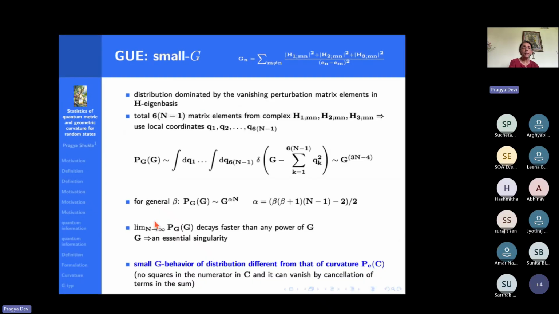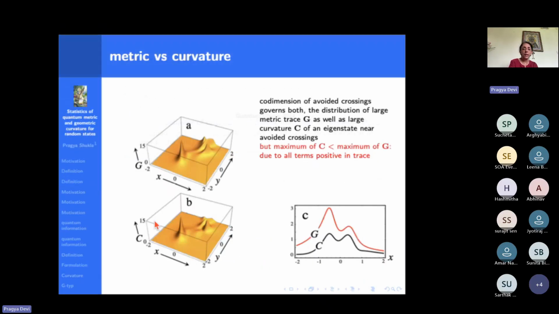Of course, I don't have time to get into all those details, so I will not. But here I'll show you one more picture. As I showed you, the numerator of the metric trace is different from the curvature: the numerator is always positive, while the curvature numerator can take negative values. So even at the avoided crossings, because of the numerator, the trace can become much larger than the curvature. That's why you see the picture here. Now I'll show you more pictures.